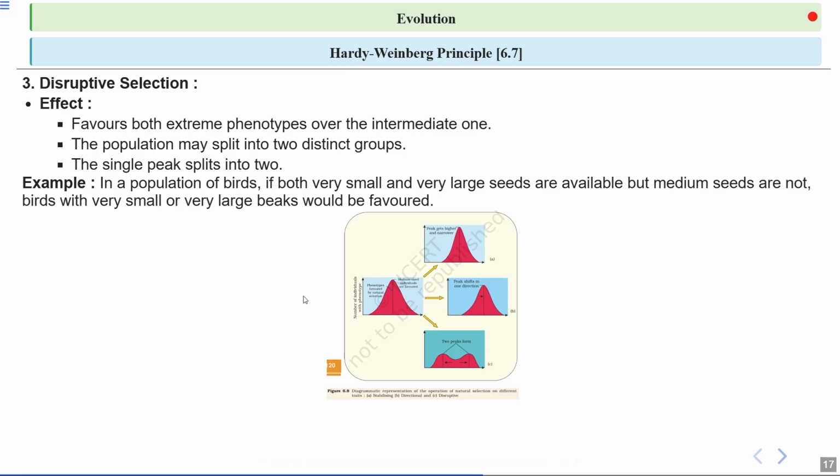So you can see in this image C, it is showing you disruptive selection. Here the extreme phenotypes are being selected over the intermediate, and because of this, the initial single peak is divided into two peaks. Clear?